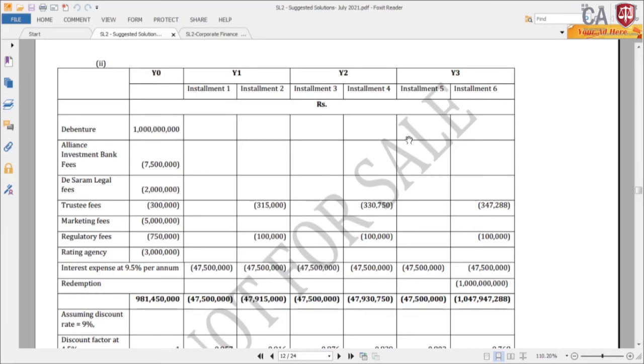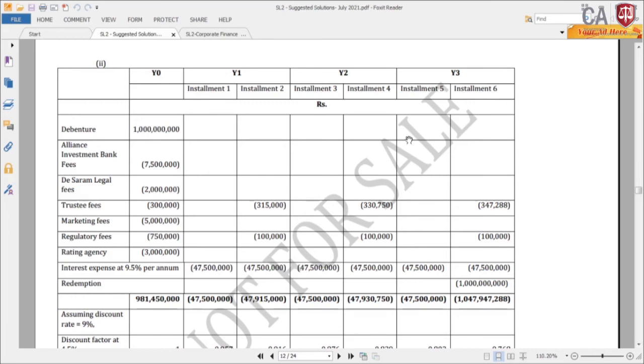It's given there. So you get your interest cost of 9.5%. Since your 9.5% is an annual cost, you have to divide it into 2. Semi-annually you have to pay. That is 47.5 million. 47.5 million every 6 months you have to pay to the customer. So when you look at your cash flows, in year 0 you get the cash flow, that is 1 billion you receive, and you incur certain costs. Those are issue costs we talked about earlier.